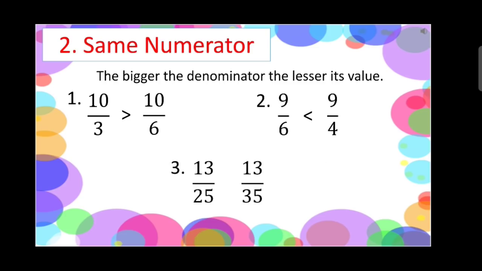Okay, another example. We have 13 over 25, then 13 over 35. Mapapansin nyo na same sila ng numerator pero magkaiba ulit ng denominator. Yung isa kasi 25, yung isa 35. Pero, sino ba mas mataas? Si 25, si 35, diba? Si 35. So, therefore, mas mababa yung value ni 13 over 35 kaysa kay 13 over 25. So, 13 over 25 is greater than 13 over 35. So, yan po yung sa same numerator.